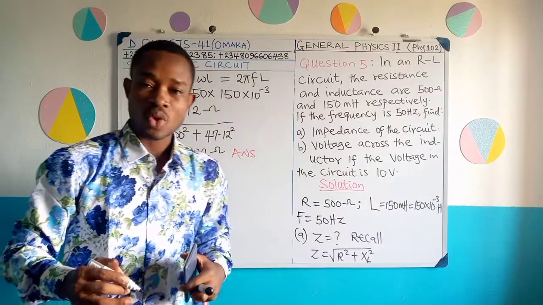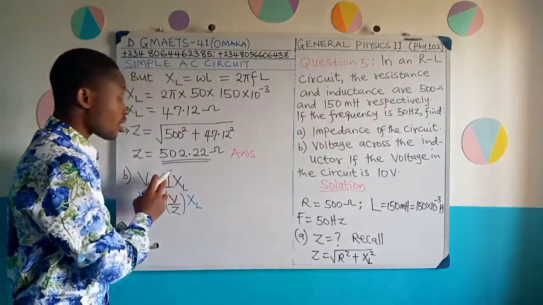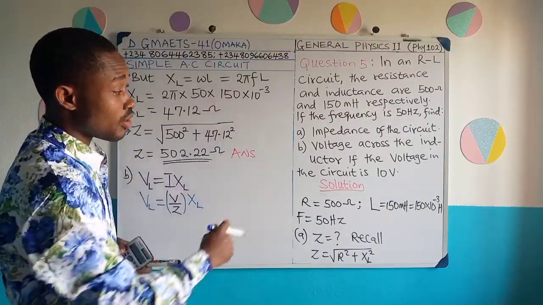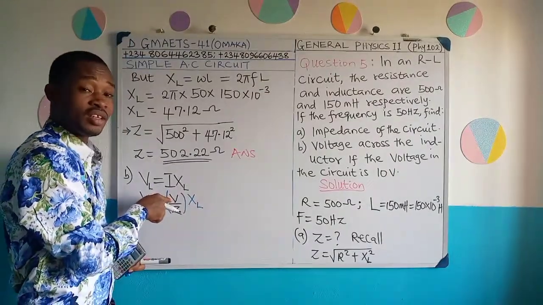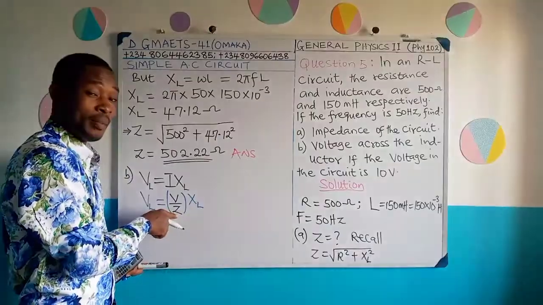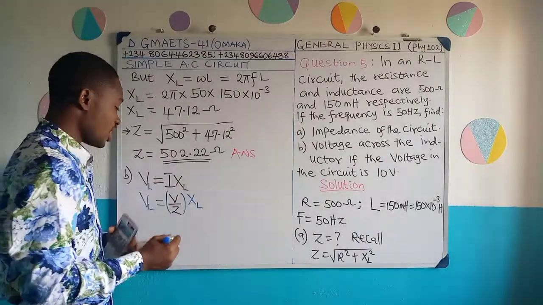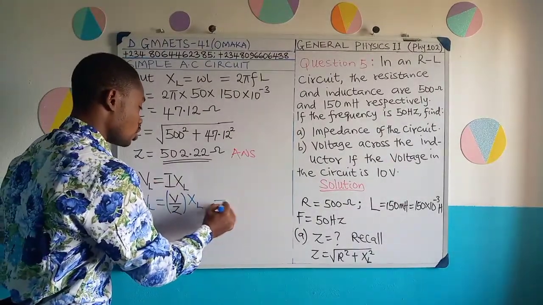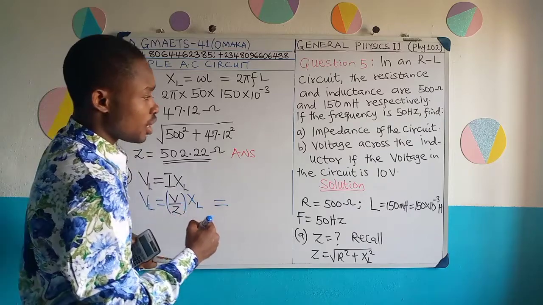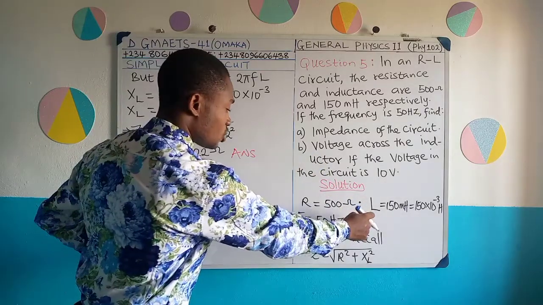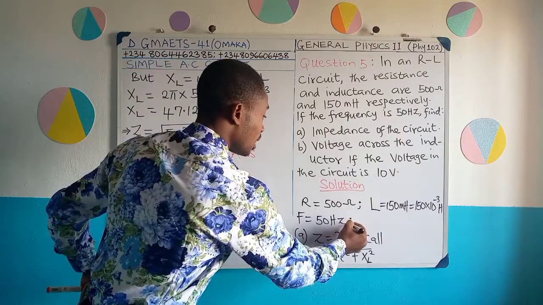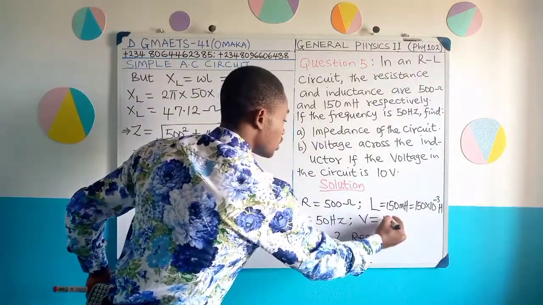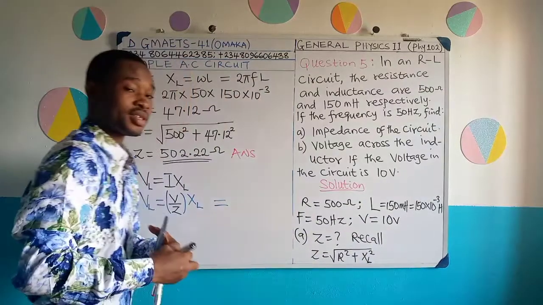I hope it makes sense, right? This current is the current in this circuit. In the question, the current was not given to us. So we can find the current by dividing the voltage in the circuit by the impedance. Good enough, we've calculated the impedance already. So this is going to be the voltage in the circuit. It was given to us from the question. Voltage in the circuit is 10 volts. That is the instantaneous voltage.